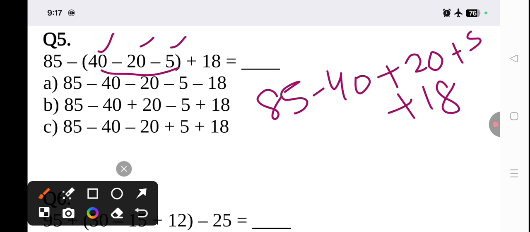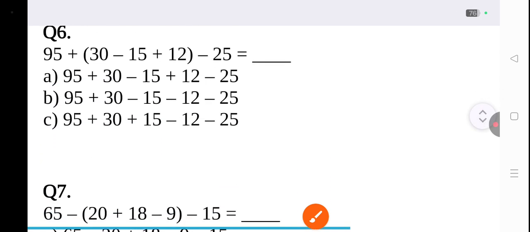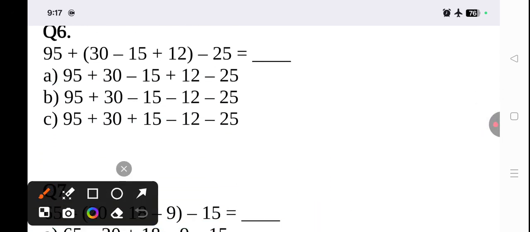Here in C part, please do the correction. Here should be plus 20. So in question number 5, C part is the correct option by doing this correction, okay? Now next is question number 6. Again there is a plus sign outside the bracket, so no signs will be changed again. Plus 30 minus 15 plus 12 minus 25 as it is. A part is the answer.